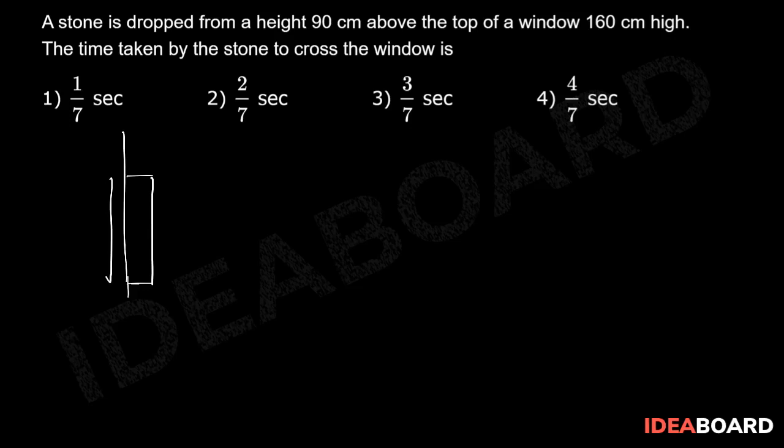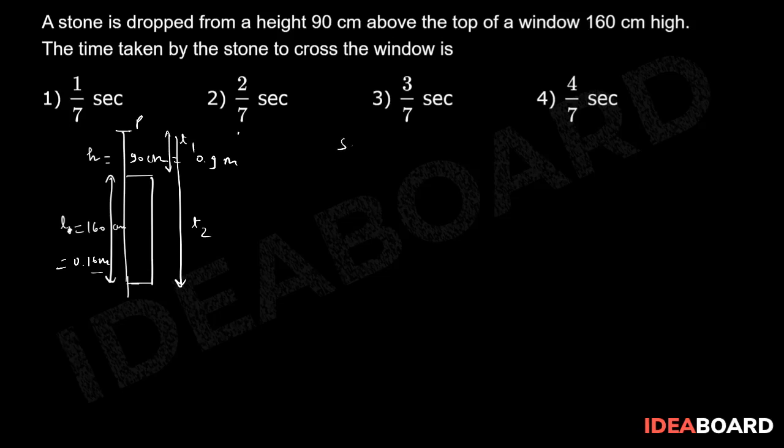Now the window has length, let's say L, equal to 160 centimeter, and the height from the top of the window is 90 centimeters, which can be written as 0.9 meter, and this can be written as 0.16 meter. Correct. Suppose a pebble is being dropped. So if a pebble is dropped from here, let's say it takes t1 time coming from this point, and then it takes t2 time covering L plus h distance, the total distance.